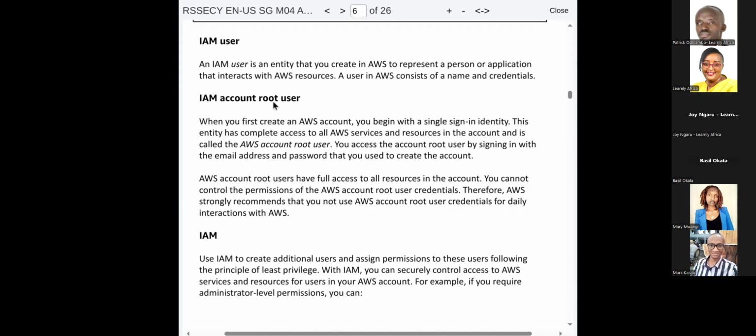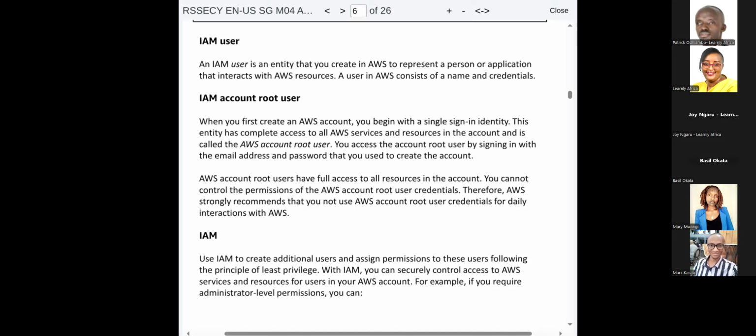A root user is the person who creates the AWS account. He's given the root user, and this person has access to all the services, all the resources in the account. This person is the one who can create 178 EC2 instances and delete all of them if he wants. He can use CloudFormation to provision all the resources he wants. He can add people if he feels like and remove them if he feels like. This is the account root user.